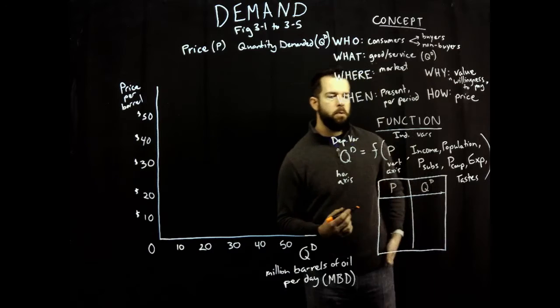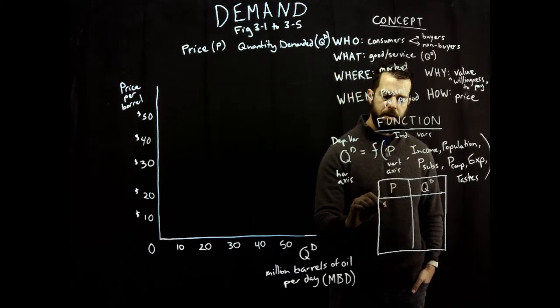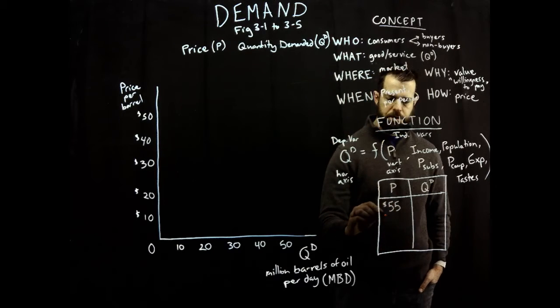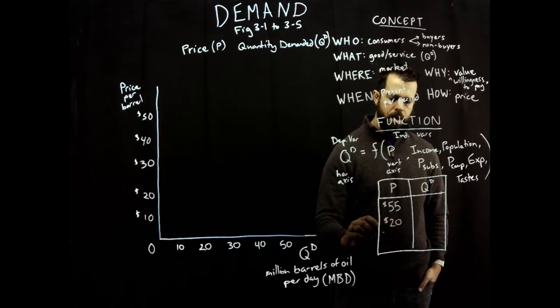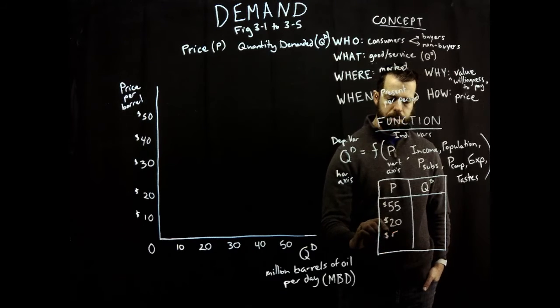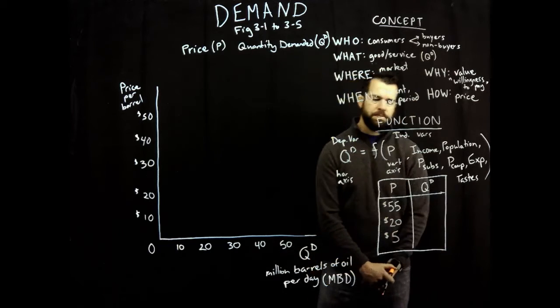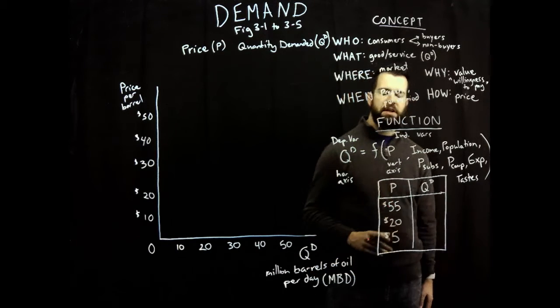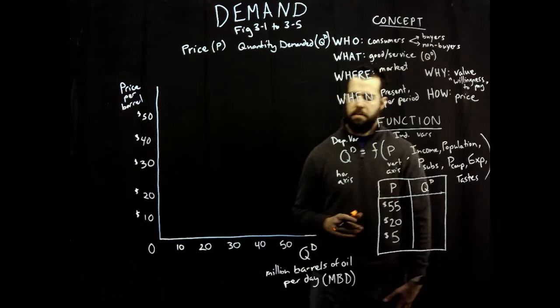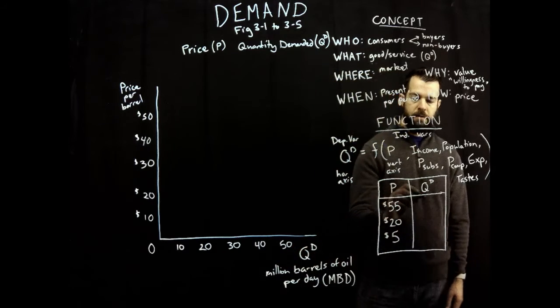Now in figure 3.1, they draw out this demand schedule and they start with a high price of $55. Then they drop the price to $20, and then they drop the price down to $5. Okay, so at a price of $55 per barrel, the quantity demanded of oil in million barrels of oil per day is going to be 5.